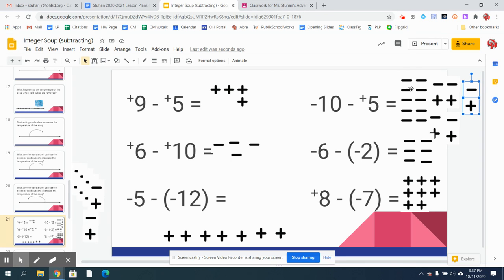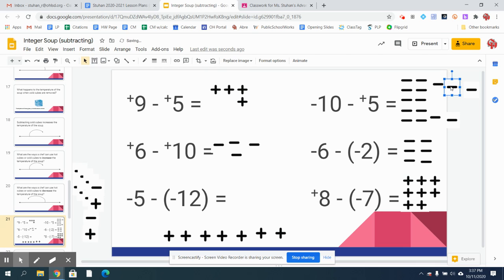So we started out with a negative 10 or 10 cold cubes. We want to take out 5 hot cubes. We didn't have 5 hot cubes to take out in our original soup, so we added 5 zero pairs, and now we can subtract those. 1, 2, 3, 4, and 5.